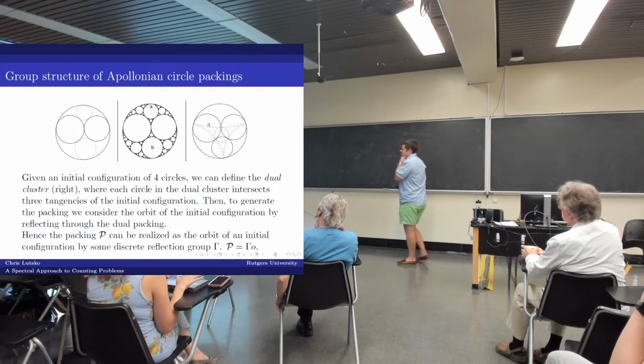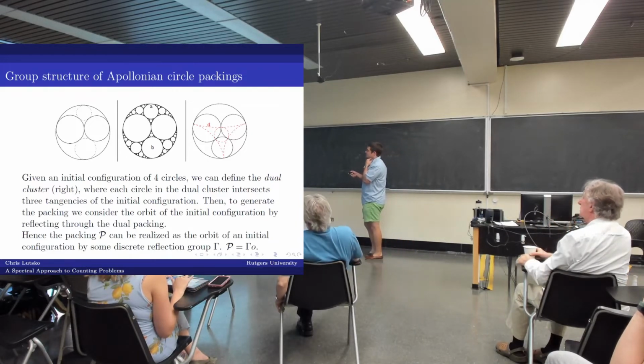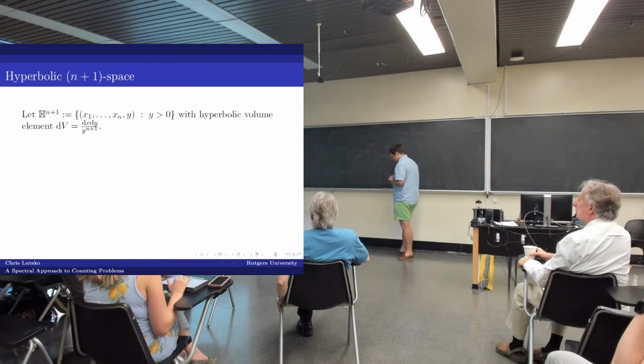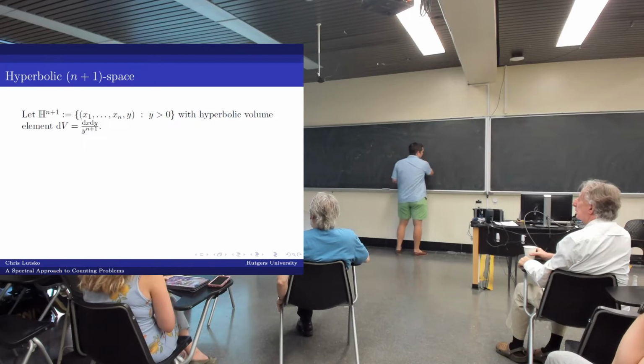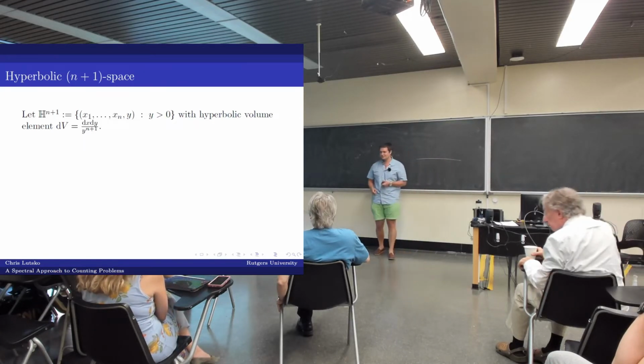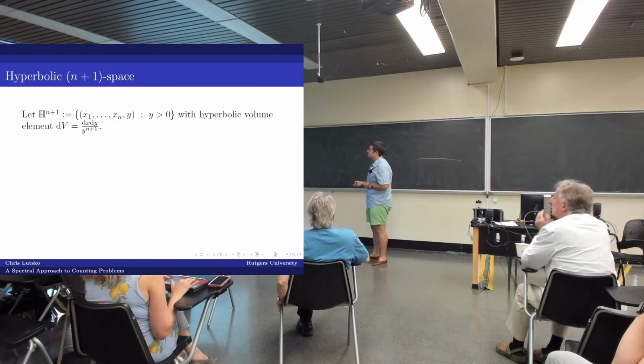So before moving on, I need some background on hyperbolic n plus 1 space. These are points in R^(n+1) whose last coordinate is positive, so you can think of the upper half space. Here's my drawing of hyperbolic 2-space.